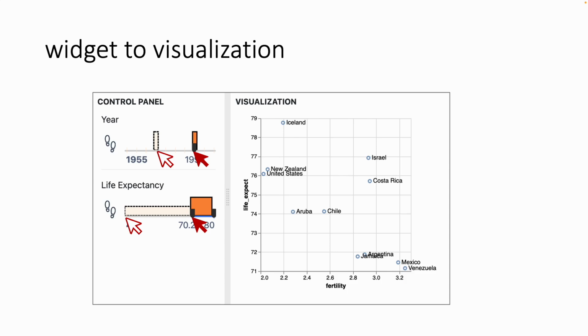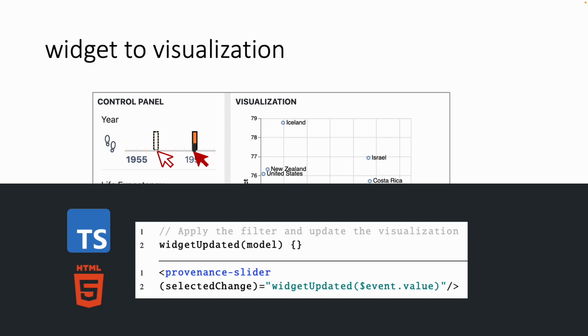Now, to program this behavior in TypeScript, we first define a function, widgetUpdated, that filters the scatterplot based on the input model value. And then in the HTML, we bind the selected change event listener property to this widgetUpdated function we just defined. And that's it.